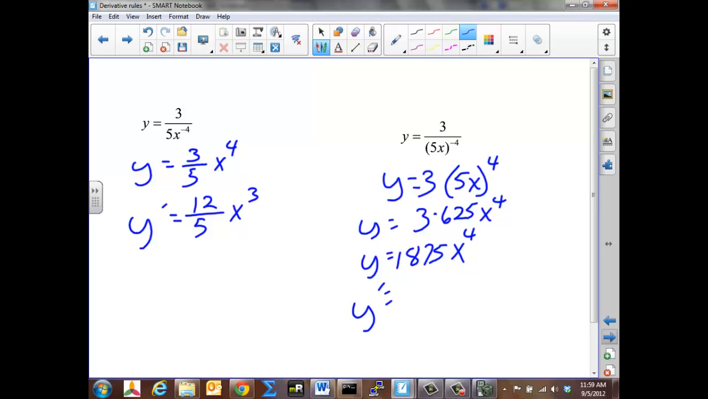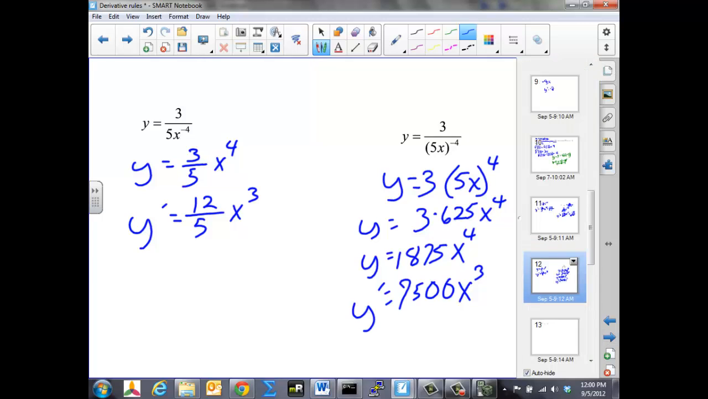So now y prime becomes 7,500 x cubed, if I did any math right there. I'm not good with numbers sometimes. 4 times 5, 20, 30, 32, 35, 37. I think so. Okay? So just be careful of your grouping symbols that you see, okay? Just be careful with those.